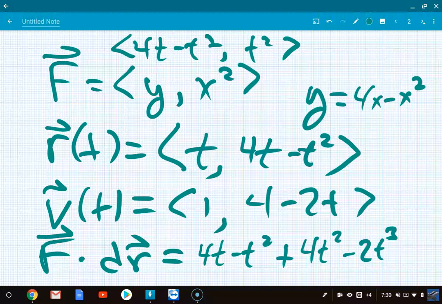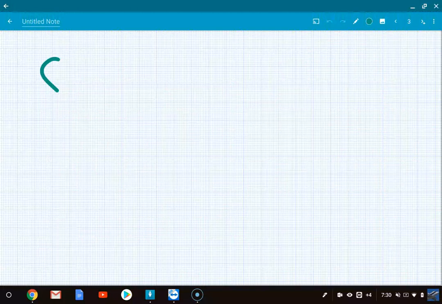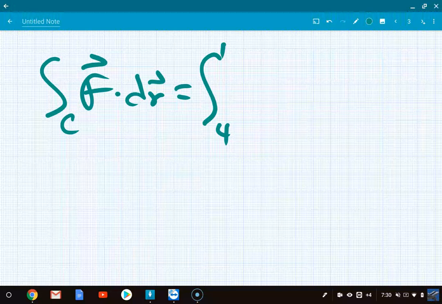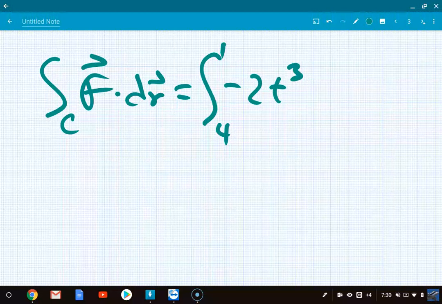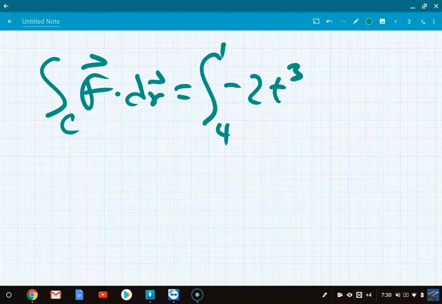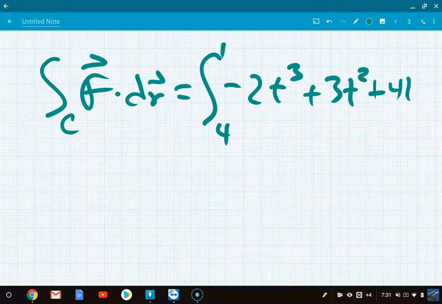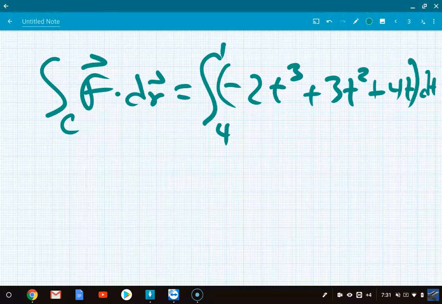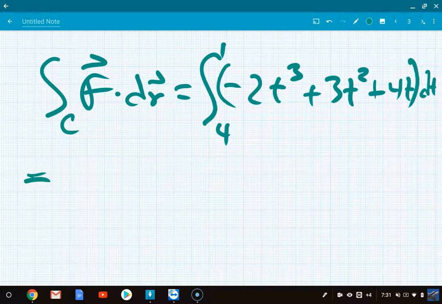So I'm integrating, what's it? Negative 2t cubed. So the integral over the path C, that parabola, of f, the force vector field, dot dr, or the force along the curve, is the integral from 4 to 1 of negative 2t cubed plus 3t squared plus 4t, right? I'm just writing it in standard form with respect to t. All right, so how do you evaluate this mess? It's just a single variable integral, right? There's elementary calculus now. So what do you get? Negative t, whoops.